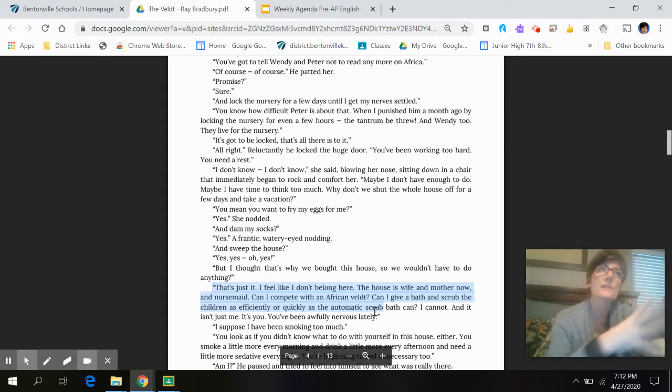Now, one of the thematic ideas in the story that we begin to see is the idea that technology can often replace the need for people, but in doing so, it often takes out the humanity part of the equation. The mother feels a disconnect in her own house because the technology is doing more than she is, and she feels like she doesn't belong.